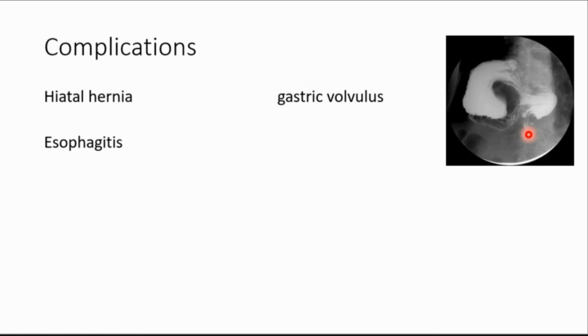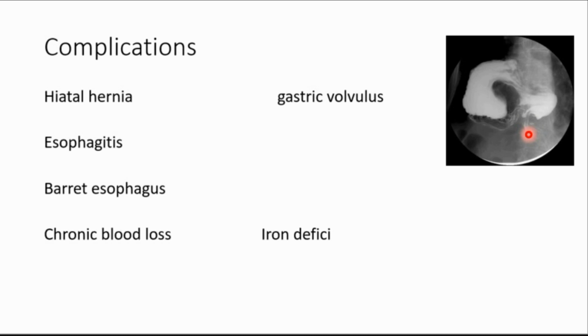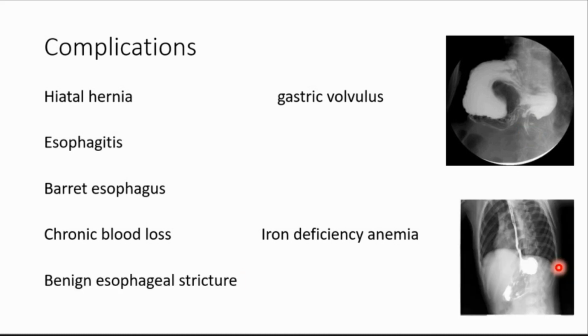Second is esophagitis. Thirdly is Barrett's esophagus. Fourthly, chronic blood loss due to iron deficiency anemia. And last, benign esophageal stricture. In this, the lower side of the esophagus gets very narrow and causes chronically decreased food passage through that sphincter.